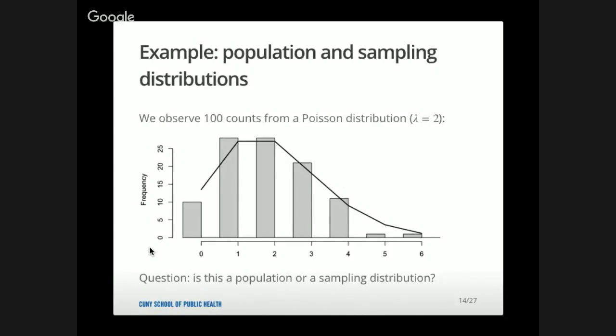This 100 counts as one sample. So when you take a sample and make a histogram from it, it's only an approximation of the population distribution, but it's an approximation of the population distribution, not the sampling distribution. It's the entire plot.